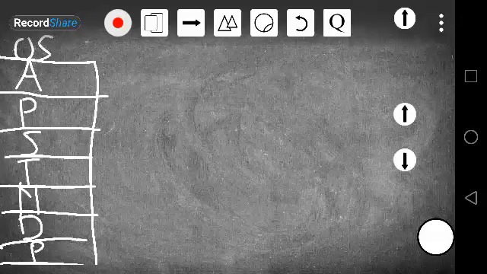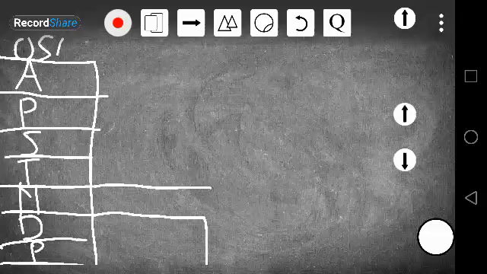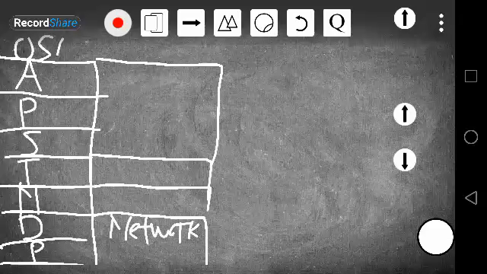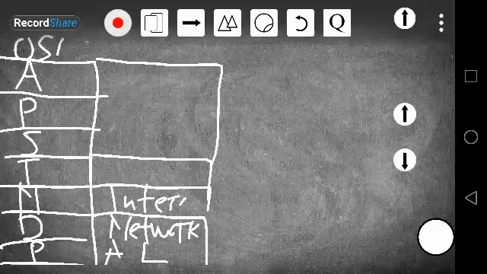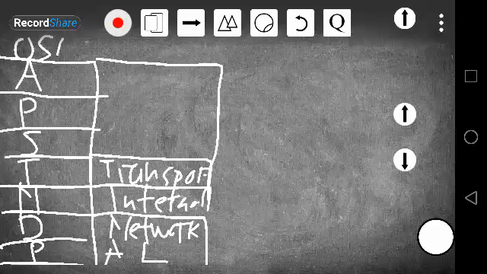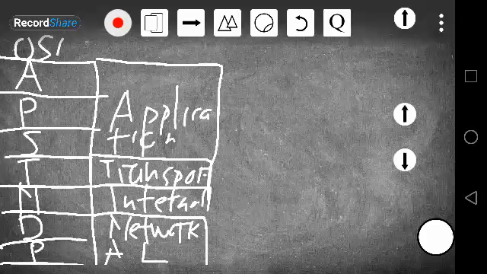On the other end, this is the OSI, and this one is the TCP/IP. All right, this one has four layers. We have the network access layer, we have the internet, we have the transport, then we have the application. This is TCP/IP.